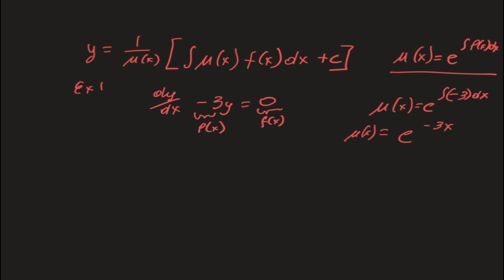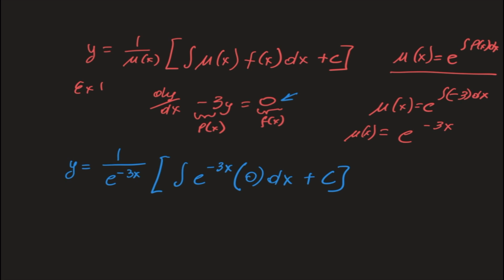So now that we have mu, we can go ahead and plug it into our original formula. Y is equal to 1 over mu of x, which in this case is e to the negative 3x, times the integral of mu of x again, which is e to the negative 3x, times f of x, which notice in our case was 0, dx, plus some constant c.